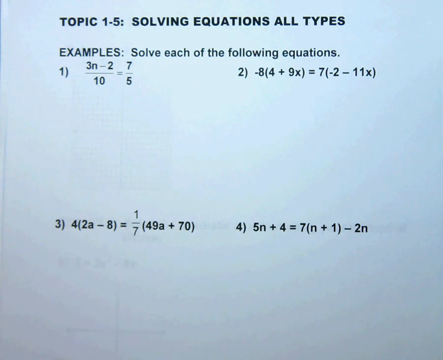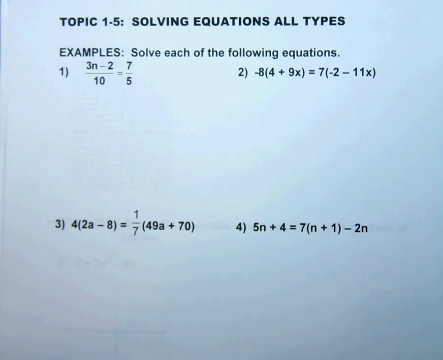Okay, now we're on topic 1.5, solving equations of all types. This is a little bit of a review of algebra skills, but it's important. You're going to work through geometry, and lots of geometry likes to combine some algebra skills, so you'll need to know how to solve all kinds of equations. Let's start with number 1.